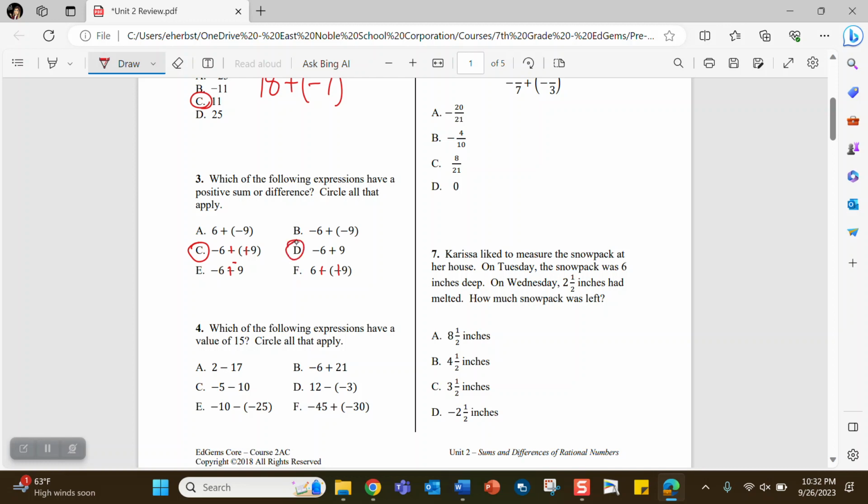Same thing with letter D. C and D are now the same problem. Letter E, we're going to get a negative because we're adding two negatives, and letter F, we will get a positive because we are adding two positives.